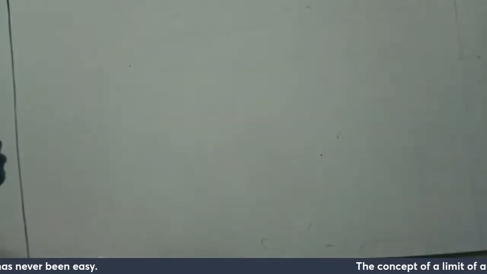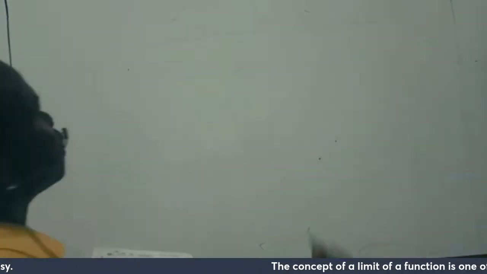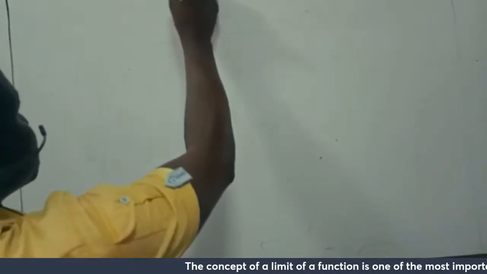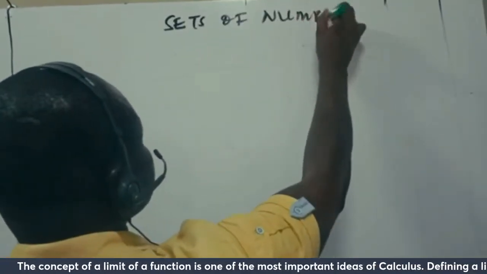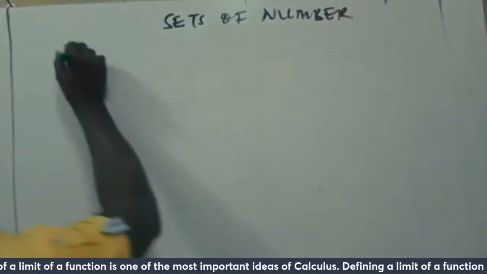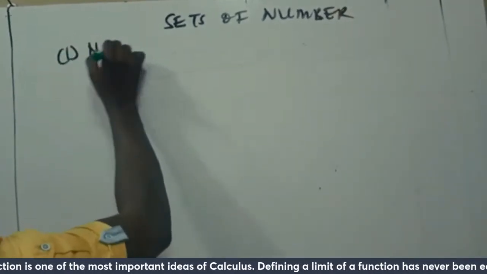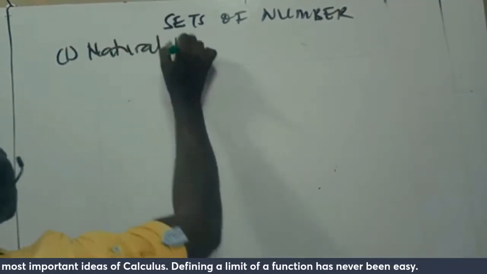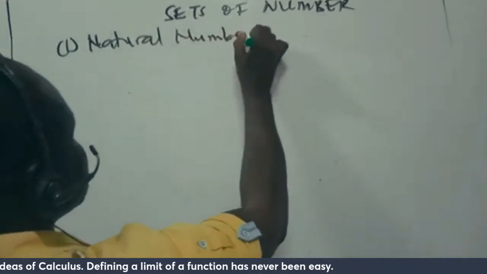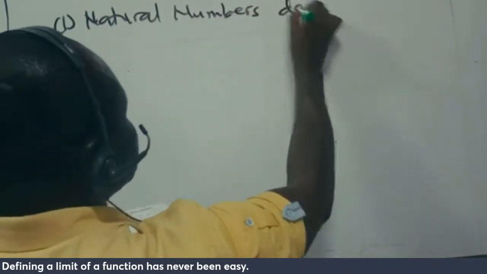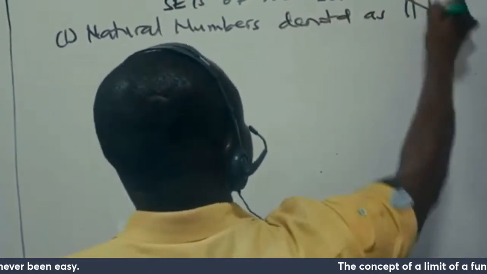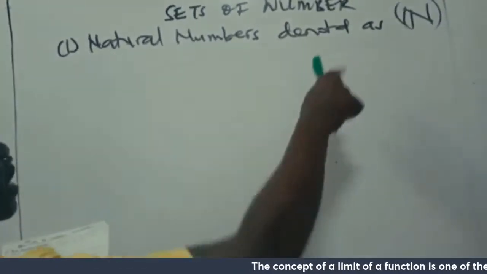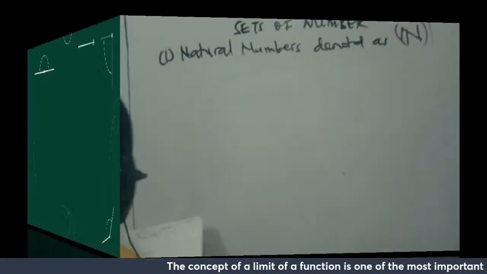Just as I've introduced the set of numbers, the first set of numbers are called the natural numbers. The natural numbers are denoted as n, as we have it on the bottom.